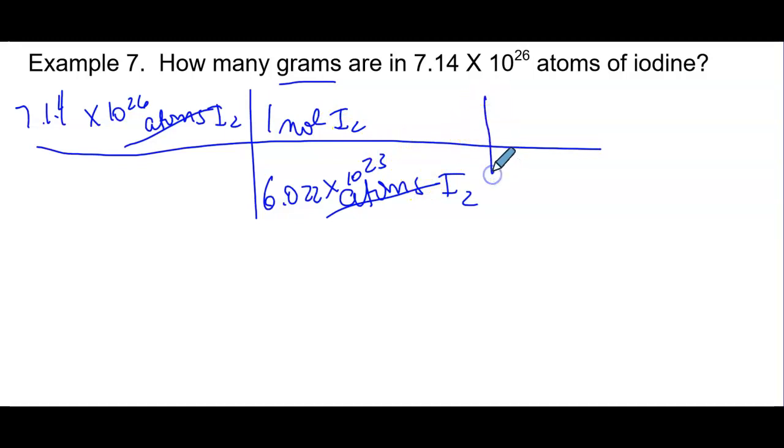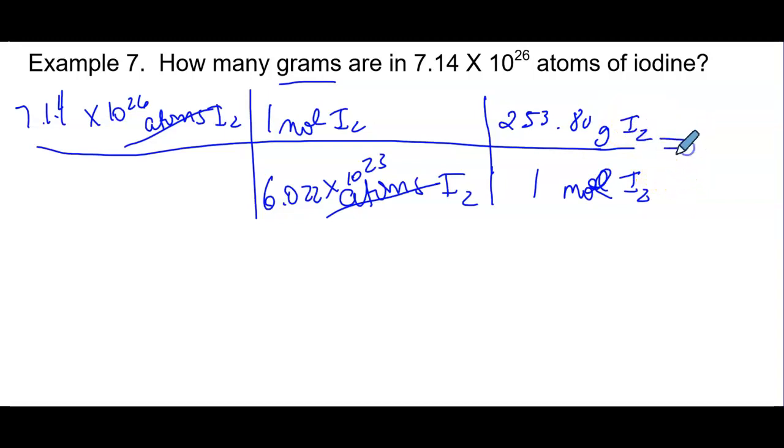So I need another grid. I have to follow that pattern of having the same unit and chemical formula. So I have moles of iodine here, and I've got to have moles of iodine there. I need to get to grams. I know for every 1 mole of iodine, there are 253.80 grams of iodine. Remember, that's the periodic table number, the molar mass. I calculated that ahead of time to make this a little quicker. So moles of iodine cancel with moles of iodine.